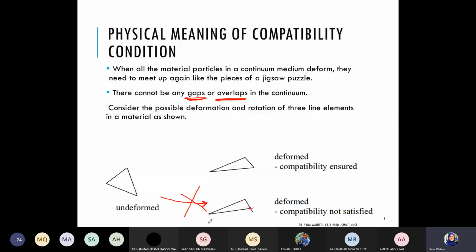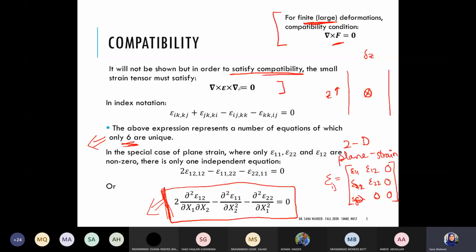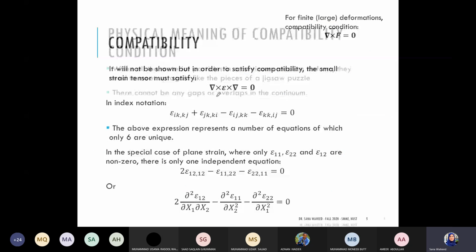Whereas in this case, it was like a slightly bigger triangle, and then it goes back, so even after deformation, our body still has no gaps and no overlaps in it. Then that is compatible. So that's what compatibility means physically, basically. And the mathematical expression that we have written down is just ensuring that that's the case for the field that we have written down or calculated, or whatever it may be. Okay, so I hope it makes sense now.